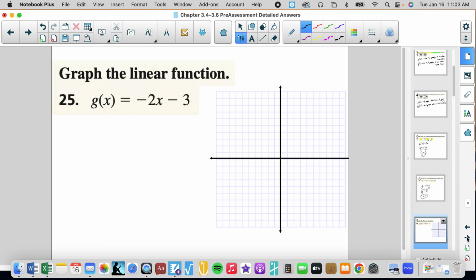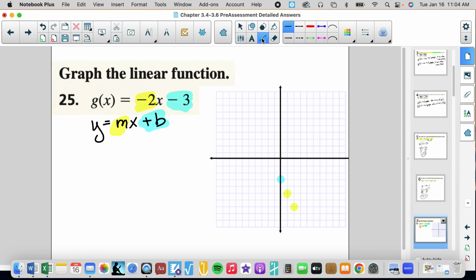Graph the linear function. This linear function is in slope-intercept form, y equals mx plus b. So we can pull out those two pieces of information. I know the coefficient of x is going to be my slope. I know the constant adding or subtracting to the variable will be my y-intercept. So my y-intercept is negative 3, so I go down 3 from the origin. And then my slope is negative 2, so I go down 2, right 1, down 2, right 1, and I am able to draw a graph of those points.